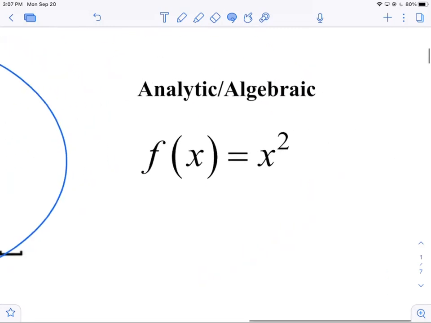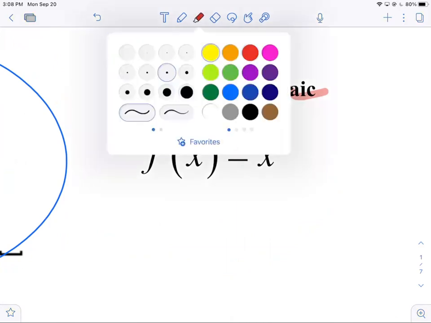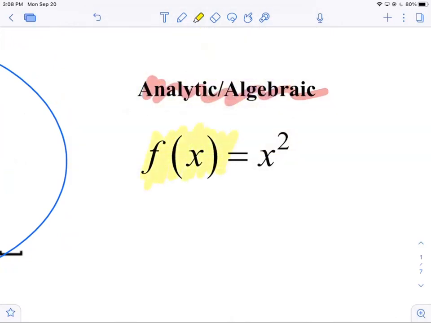We can also represent it this way. We call this the analytic representation or the algebraic representation. Either way, they're kind of interchangeable. Now, a word about the analytic, because this can be real easy to identify. If you ever see f of x, that is designated for a function and a function only. You're not going to use f of x if it's not a function. Now, of course, we can use other names besides f of x. We sometimes use g of x. h of x is another one. Those are the three most common, f, g, and h.